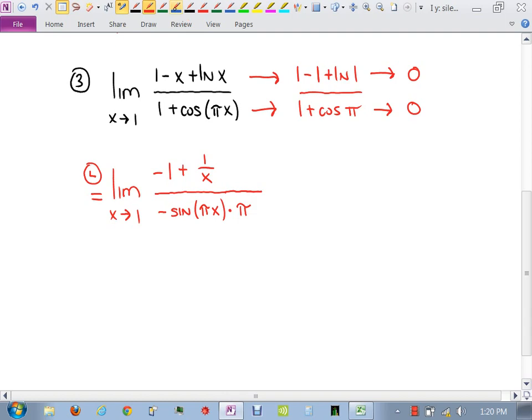Now we check again. I go ahead and let x go to 1. Get negative 1 plus 1 over 1 over negative sine, let's see, replacing x with 1, I get pi, and then pi again. What's sine of pi? 0. Okay, on the top, you get negative 1 plus 1. 0. 0 over 0? Means what? L'Hopital again.